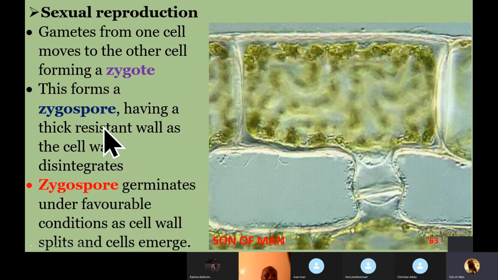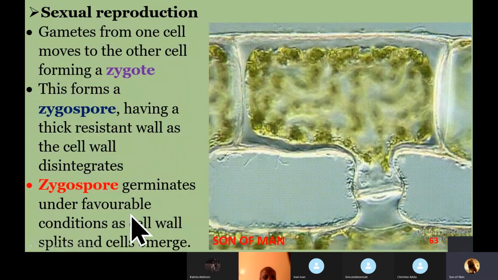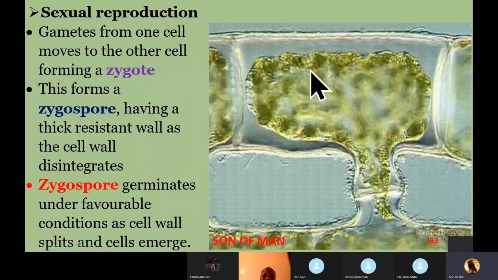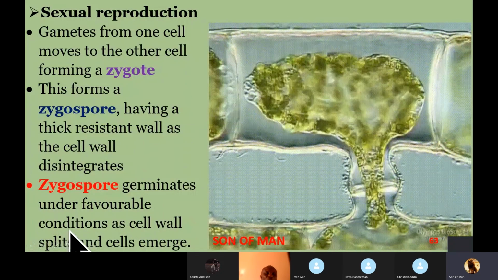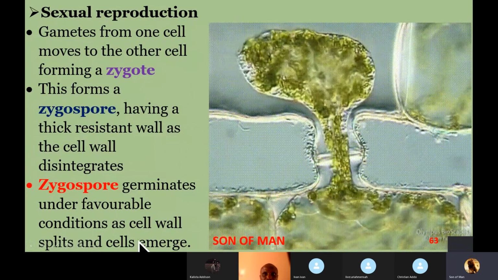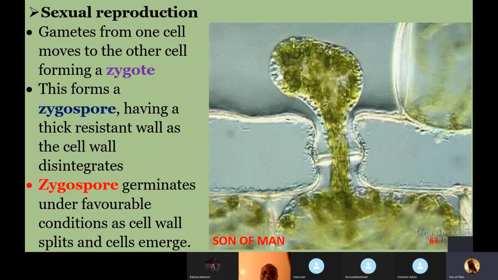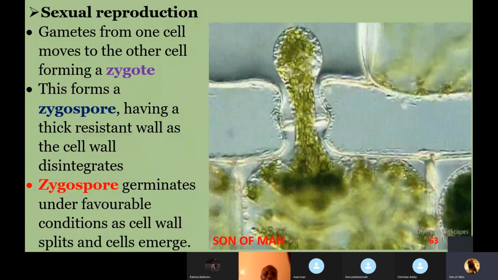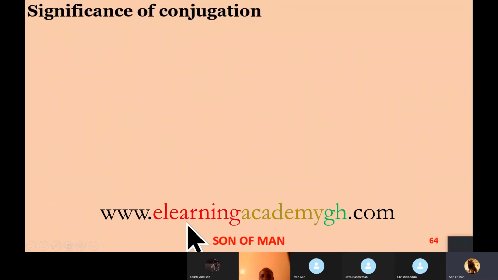Now, the zygospore that has been formed will germinate only under favorable environmental conditions, as the cell wall will split open and we are going to get cells coming out of it. And by cells, we are talking about a group of cells that are coming out to form a Spirogyra filament. Hence, cells emerge. I'm going to show some pictures of it soon.